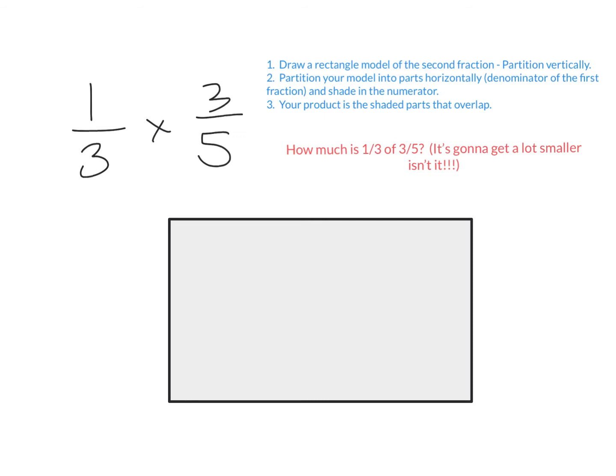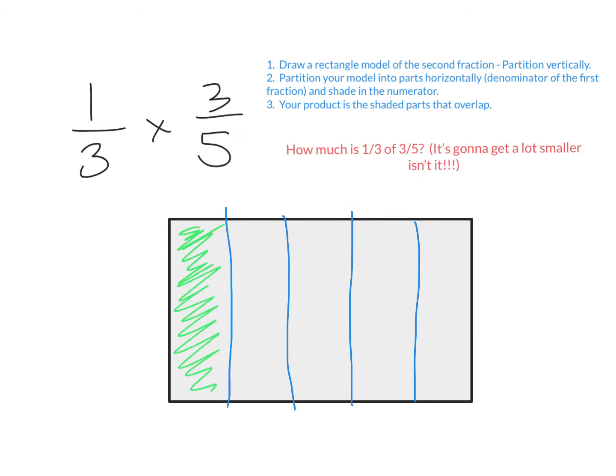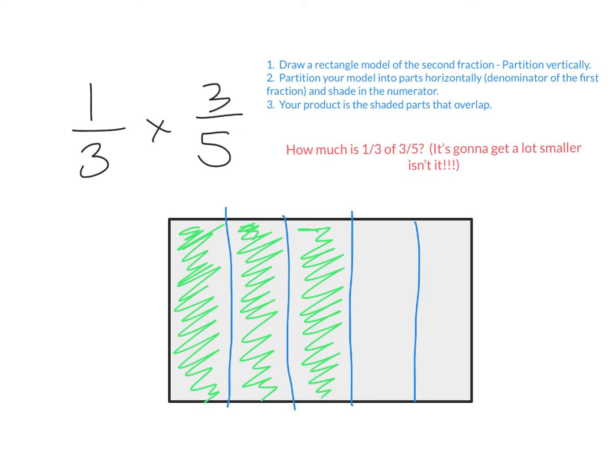I'm going to first start out in number 1. It says draw a rectangle model of the second fraction, which is 3/5, and partition it vertically. So I'm going to partition it as well as I can here. So 1, 2, 3, 4 partitions gives us fifths. And then I'm going to get my handy dandy marker here, and I'm going to shade it green. There's 1/5, 2/5, 3/5. Okay, that's step 1.